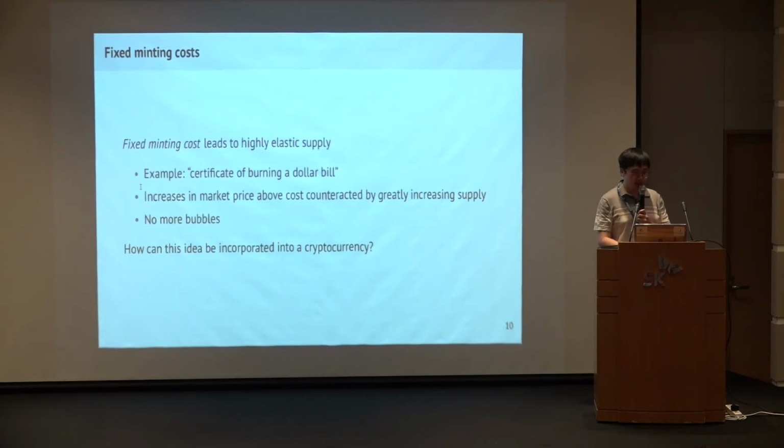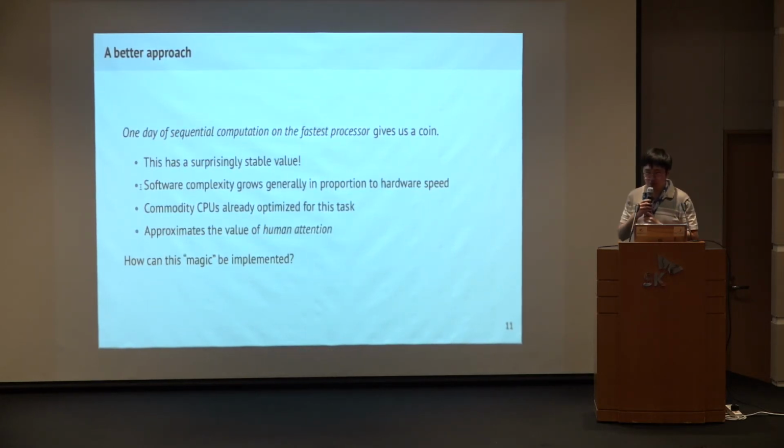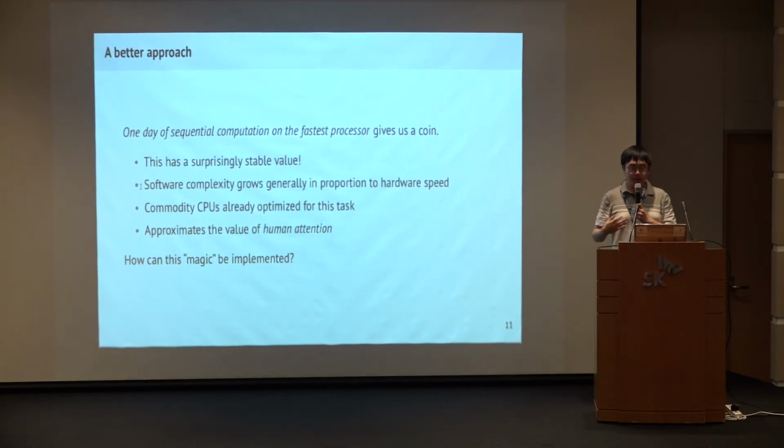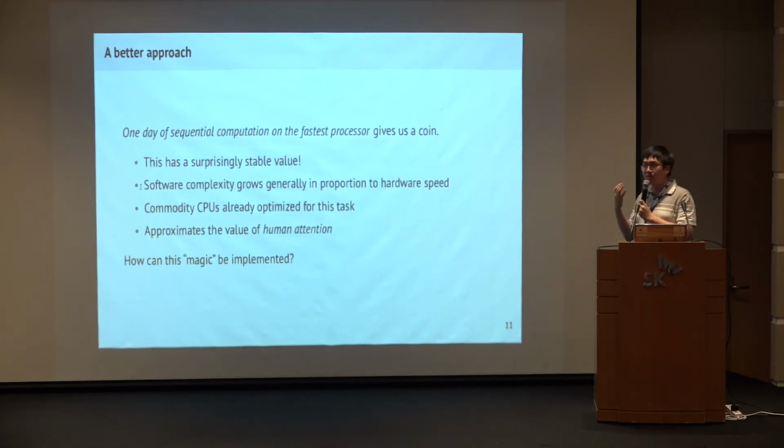So how can we incorporate this idea into a cryptocurrency? The measure of fixed cost we use is actually 1 day of sequential computation on the fastest processor. So essentially, tying up a day of sequential computation on the fastest processor we have right now gives us a coin. This is a really weird metric, but empirically, this has a very stable value. If you rent a single core processor in 1999 and 2019, renting a processor core for a day actually has a very stable price. And this is generally because even though CPUs are getting faster, they're not really generating more value per time, sequentially especially, because software just gets more complicated as well. This sounds really nice, but then how can we implement this?